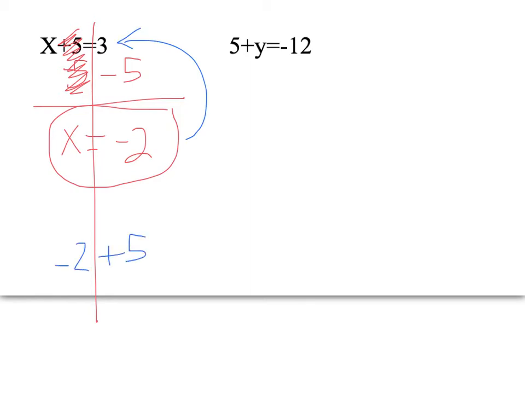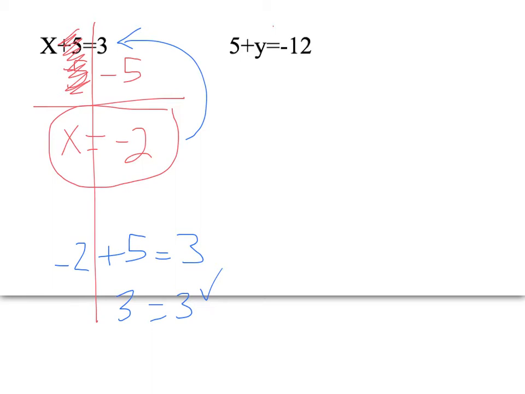Again, if you went back and plugged that in for x, you would get negative 2 plus 5 equals 3. Well, what is negative 2 plus 5? Well, it's 3. So 3 equals 3, so that does work. Okay, if I got anything besides 3, then I knew I got the wrong answer and I would have to go back and retry.